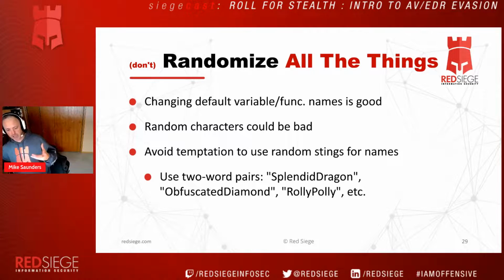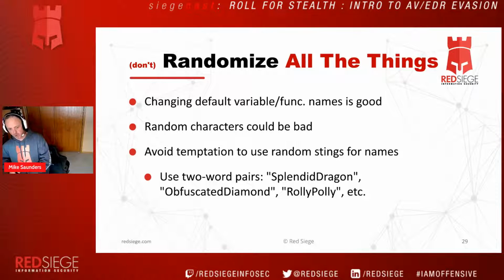It's an even bigger problem in VBA, I'm told. I've run into it, there's a lot of reserved words there. I get around this by generating word pairs. That's where Splendid Dragon came from. Obfuscated Diamond, Roly Poly, whatever it is. Have a dictionary of words, grab 2 words at a time, pair them together, and now use those 2 words as your replacement for VirtualAlloc, for instance. And it's very unlikely that by combining those 2 words you're going to end up having a collision with a reserved word in your programming language.